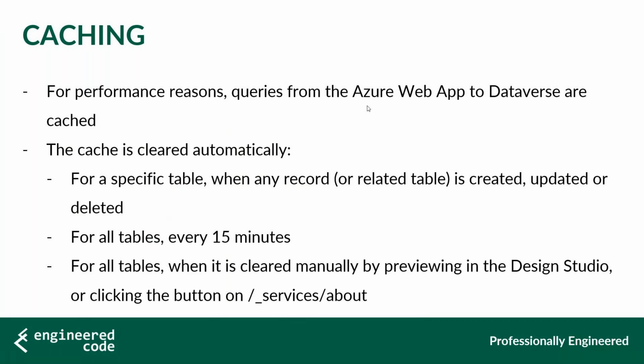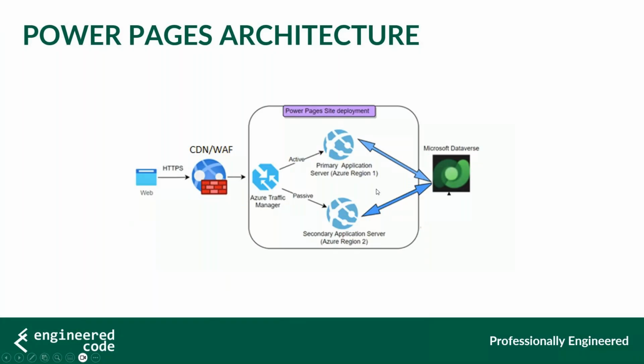For performance reasons, when we query from the Azure web app to Dataverse, I'm going to go all the way back to this picture. These arrows right here, this is the caching that everyone's always worried about. When a query is made from your web app to Dataverse, that is the caching that, the name of the podcast is Refresh the Cache. You'll often be told to refresh the cache. That's the cache we're talking about. We're not generally talking about the cache between the user's browser and the web server. We're talking about the cache from the web application to Dataverse.